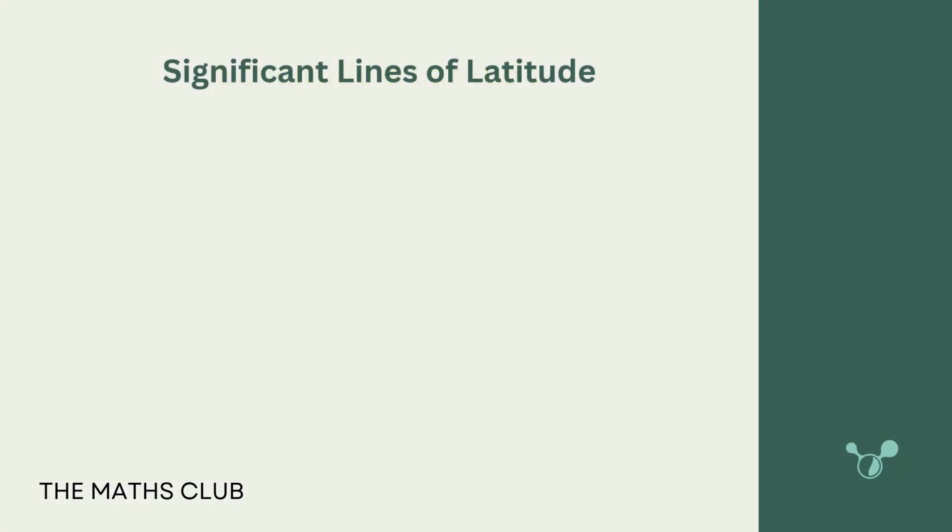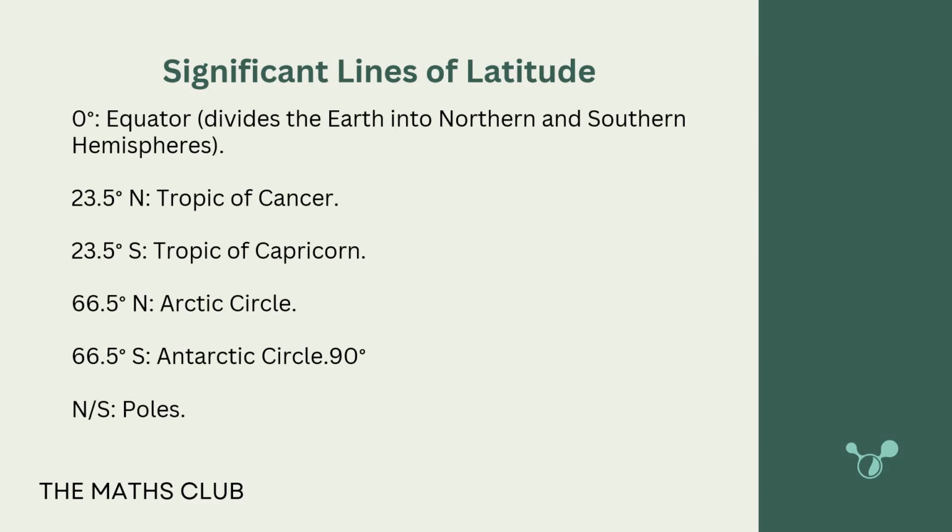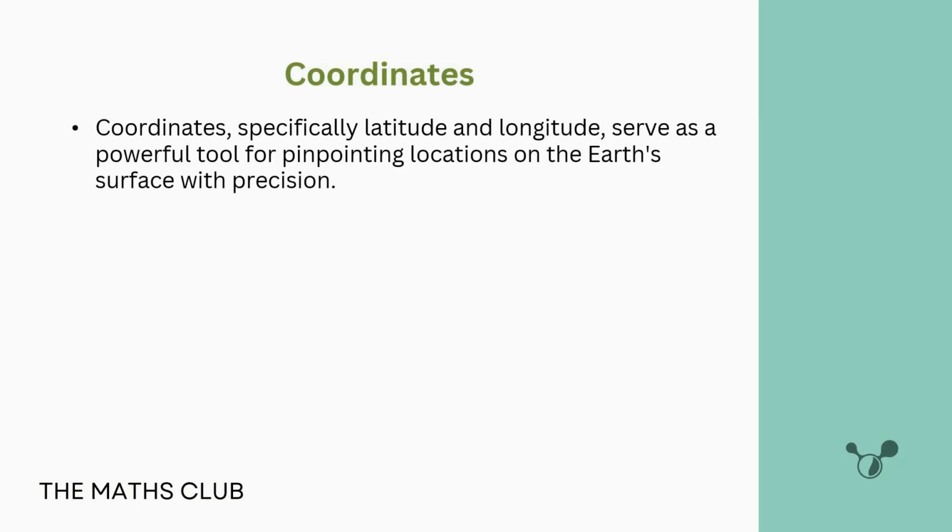Now there are some significant lines of latitude, just good for you to know. The 0 degree line is known as the equator. We've seen that before. At 0 degrees we have the equator, which divides the earth into the northern and southern hemispheres. If you've done geography, there are instances like the Tropic of Cancer, Tropic of Capricorn, Arctic Circle, and Antarctic Circle. These are things that if you're interested, you can go and find out about. Another important line of latitude is the north and south poles. Now, let's look at coordinates.